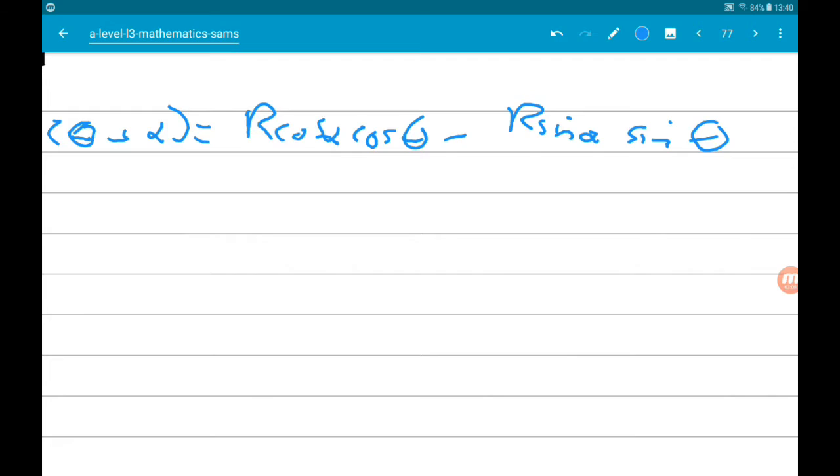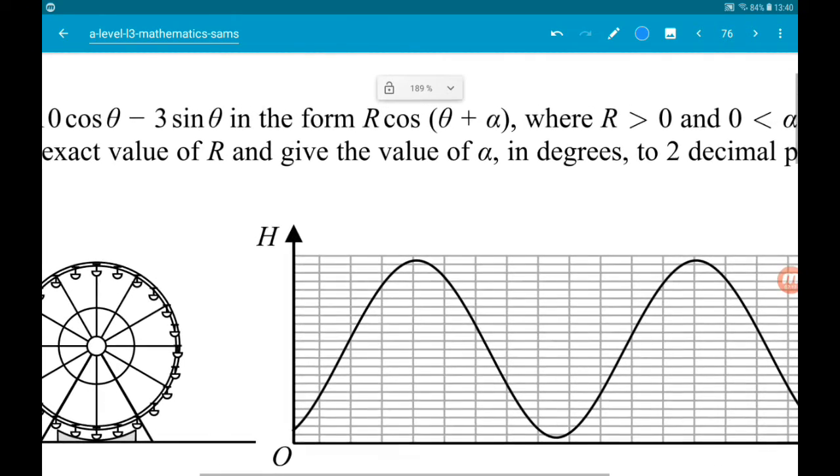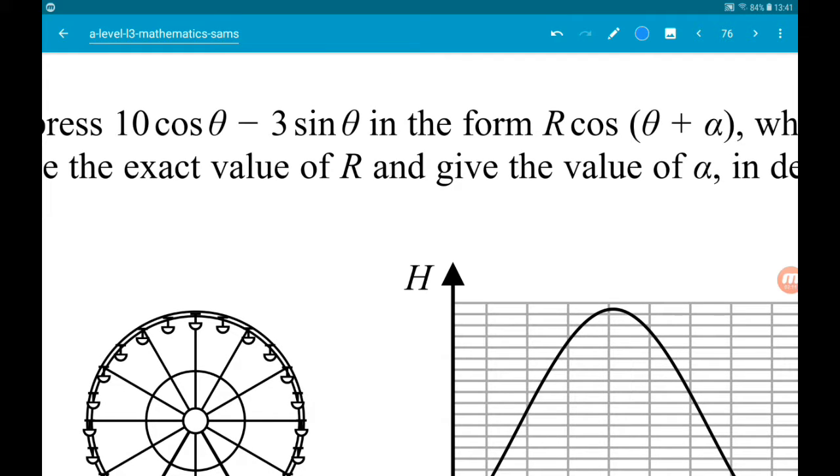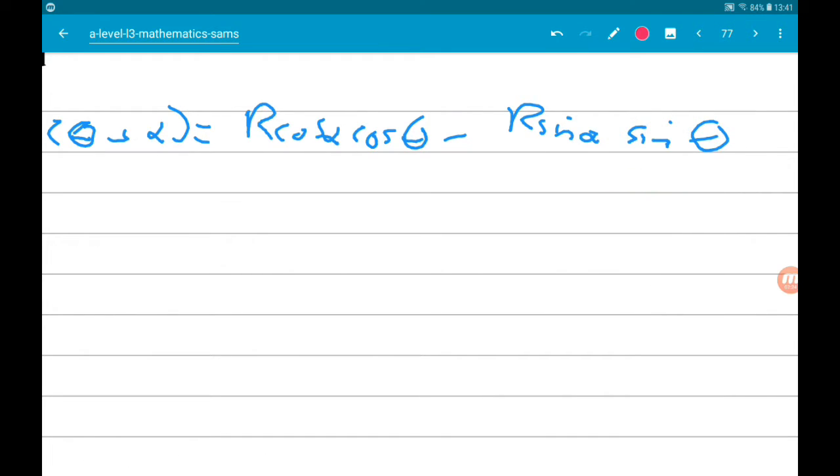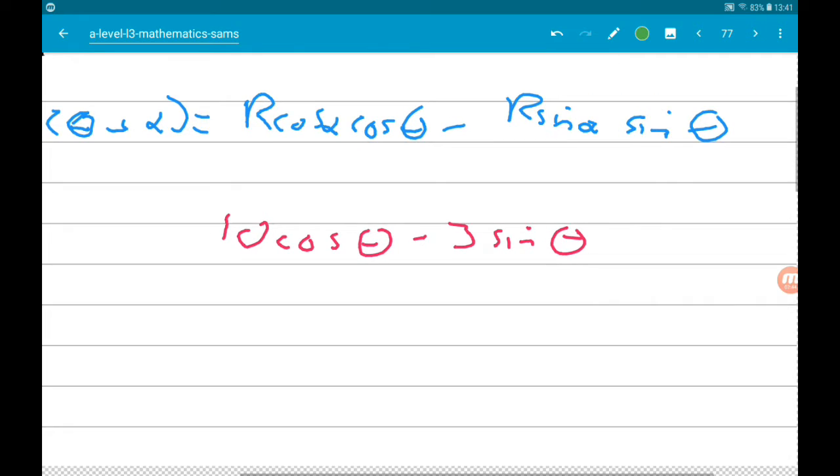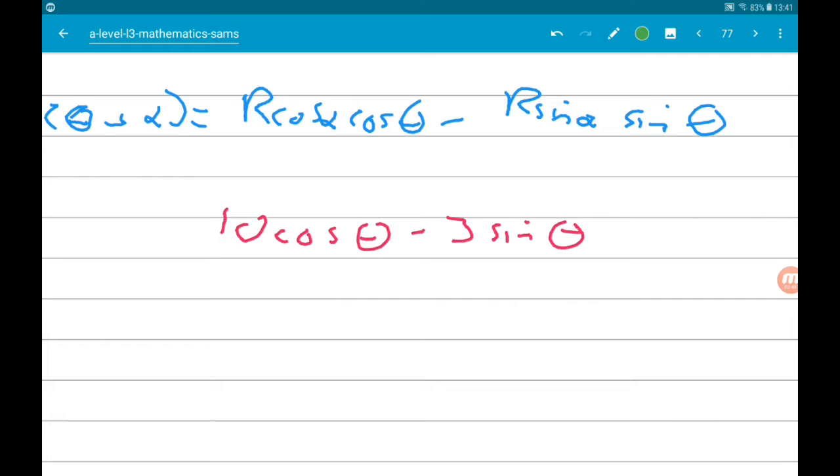Now, if we compare that to 10 cos theta minus 3 sin theta, then we can say that r cos alpha is equal to 10 and r sin alpha is equal to 3.